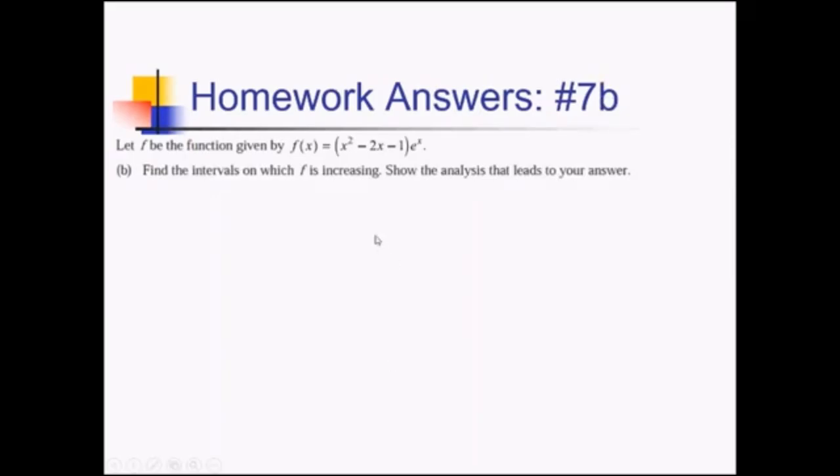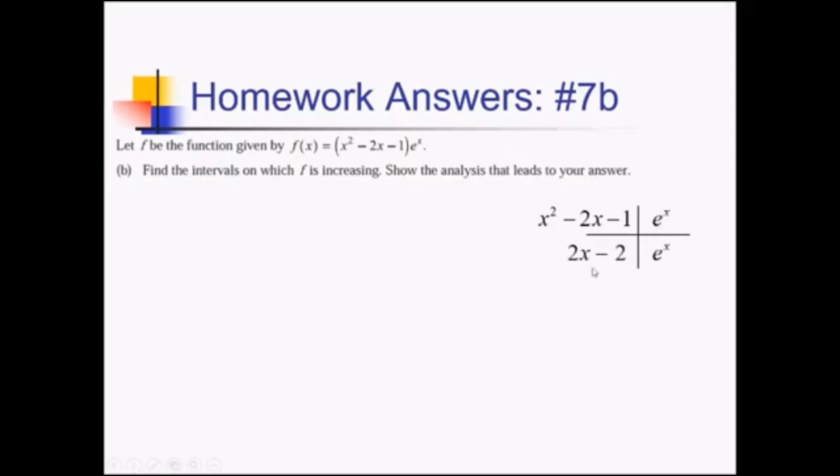For this part of the problem, they want to know the intervals on which this function f is increasing. Show the analysis that leads to your answer. So we're basically trying to figure out where f prime is positive, which means we need to take the derivative of this. This is a product, so we're going to use the product rule. So let me break out the box and ribbon here. I have factors of x squared minus 2x minus 1 and e to the x. Derivative of our polynomial is just 2x minus 2. e to the x is its own derivative.